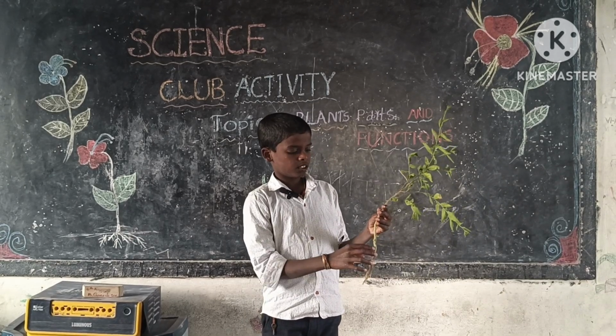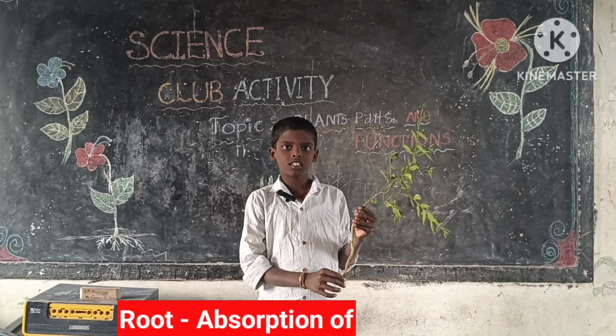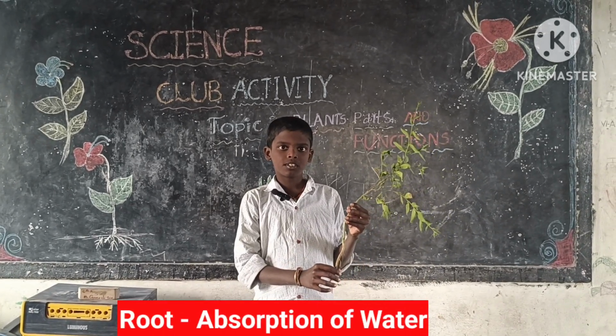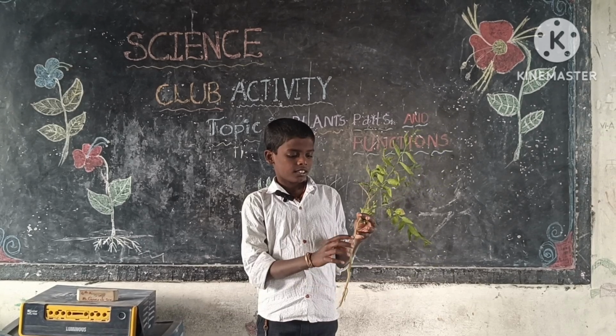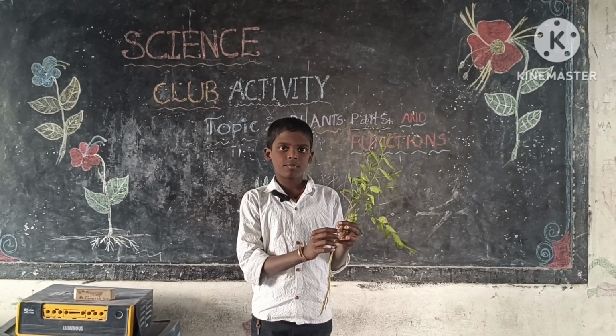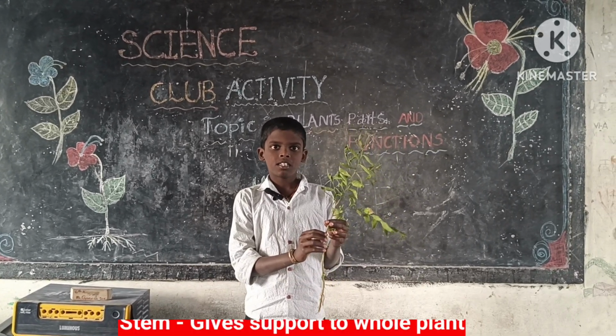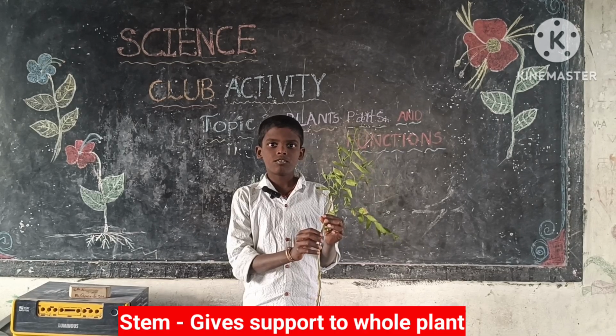This part name is root. The function of root is absorption of water from soil. This part name is stem. The function of stem is to give support for the whole plant.